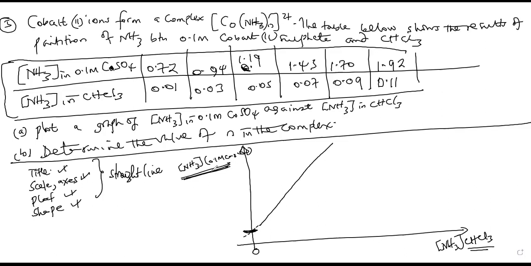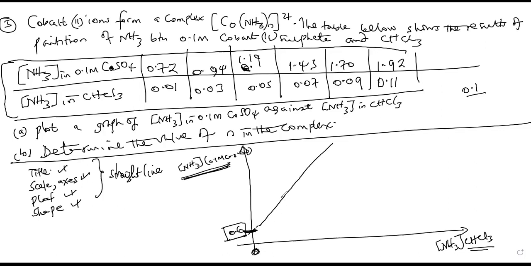And to my observation, according to whatever you will get, because you already have the concentration of cobalt at 0.1, I expect you to pick a value like 0.6 as your plot scale and see the value you will come up with on this axis. So after getting that value, remember at the intercept, the concentration of ammonia in trichloromethane should be equal to 0. That is why we've started this axis at 0.